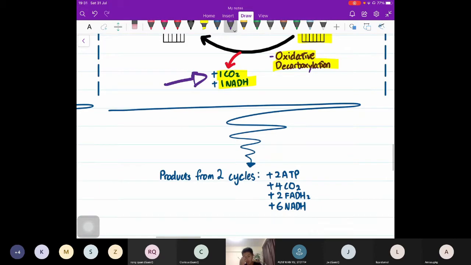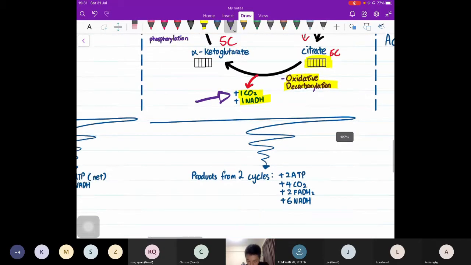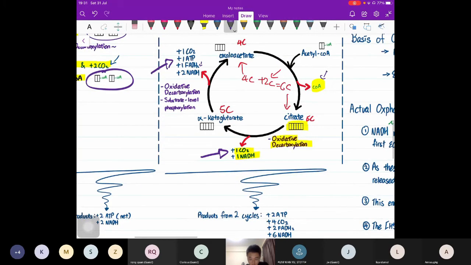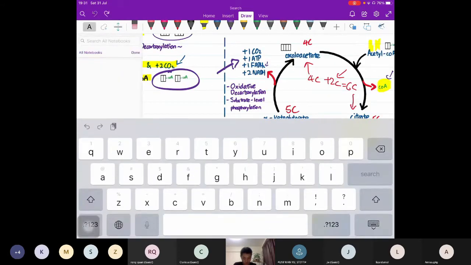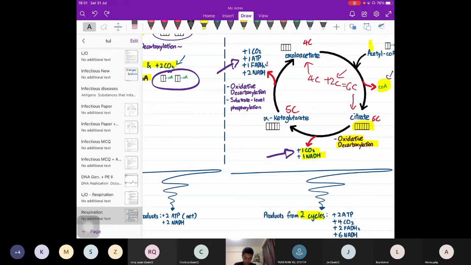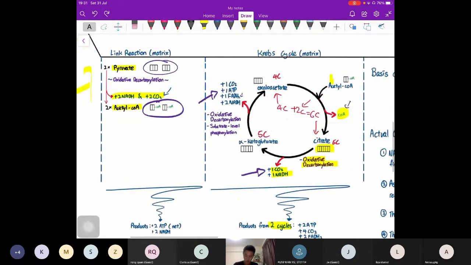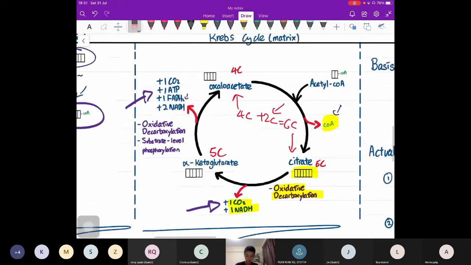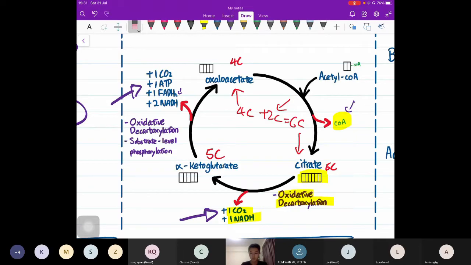So the products here will be 2 times ATP, 4 times CO2, 2 times FADH2, and 6 times NADH. Why are these numbers different from the ones I wrote above? Because it's from 2 cycles. Why? Because we are taking it relative to 1 glucose molecule. One glucose molecule after the link reaction will produce 2 times acetyl-CoA, and therefore it will undergo the Krebs cycle twice per glucose molecule.